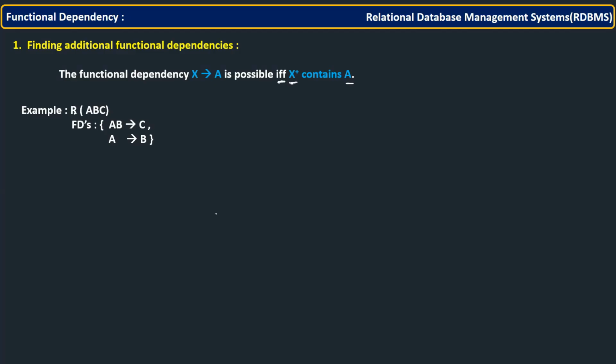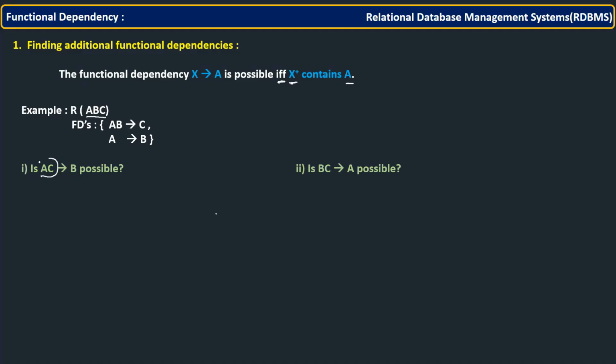So you can see here R has three attributes in this relation, and these are the two FDs we have. Now let us see one simple question. Is AC deriving B possible or not? And BC deriving A possible or not? So let us cross check them. Very easily you can cross check.